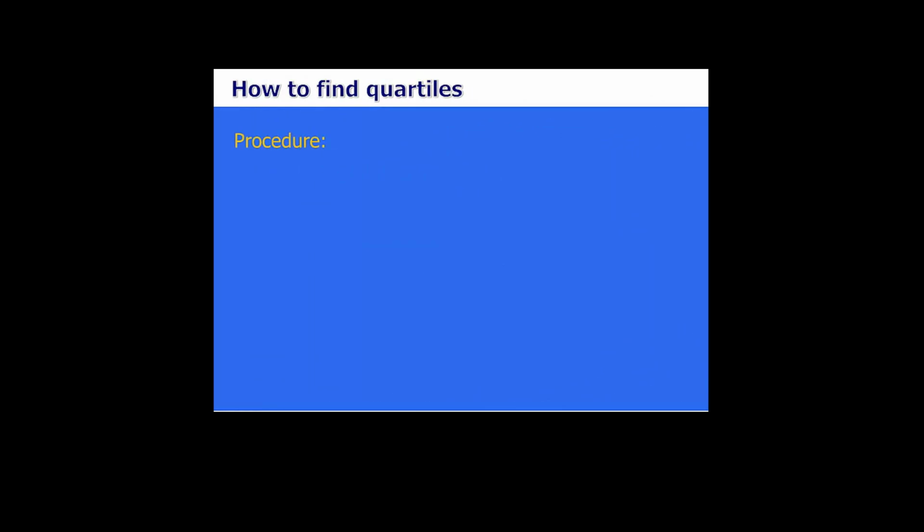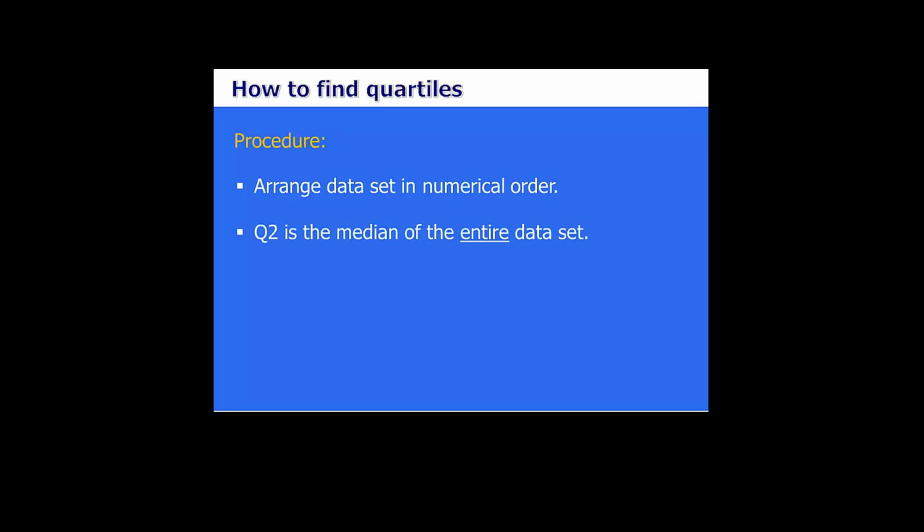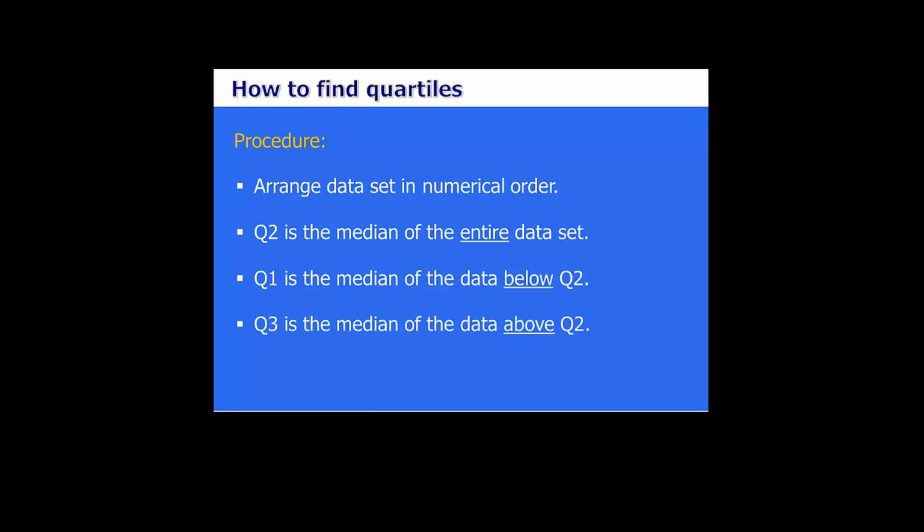Here's how to find quartiles. First, arrange the data set in numerical order. The second quartile, Q2, is the median of the entire data set. The first quartile, Q1, is the median of the data set below Q2. The third quartile, Q3, is the median of the data above Q2. So finding quartiles amounts to finding 3 medians.